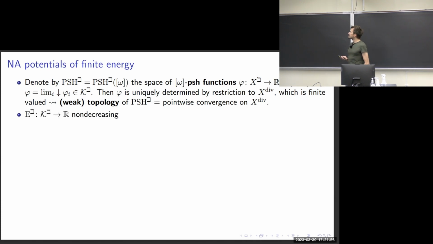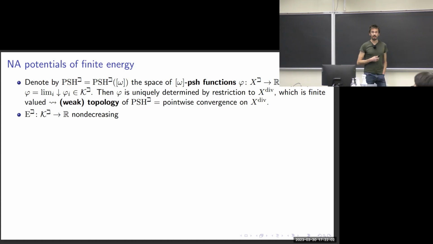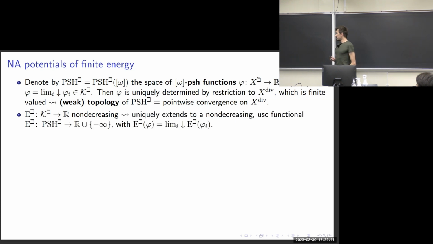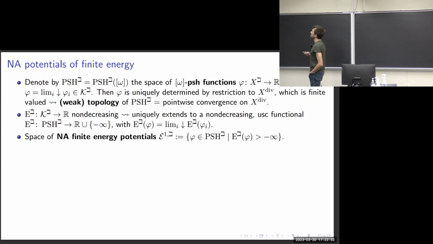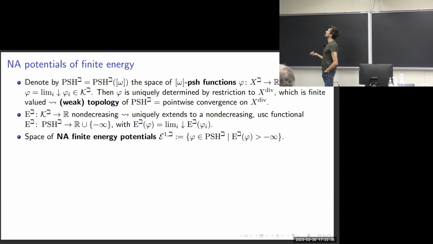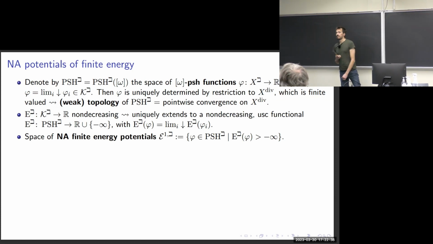Then we had before this non-Archimedean Monge-Ampère energy, and like its complex counterpart, it's non-decreasing on Kähler potentials, because the derivative is the Monge-Ampère measure, which is a positive measure for Kähler potentials. So you can again extend it by monotonicity, just like we did yesterday. So you take some PSH function phi, you write it as the decreasing limit of Kähler potentials phi_i, and you declare that E of phi is the decreasing limit of the E of phi_i's. And again, you define E1, the set of non-Archimedean potentials of finite energy, as those omega-PSH functions for which the energy is finite.